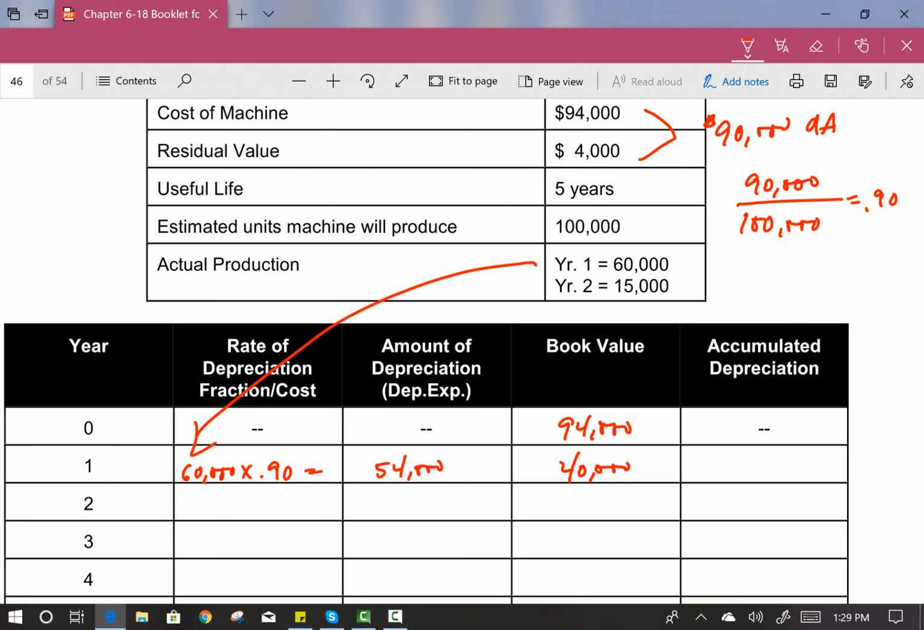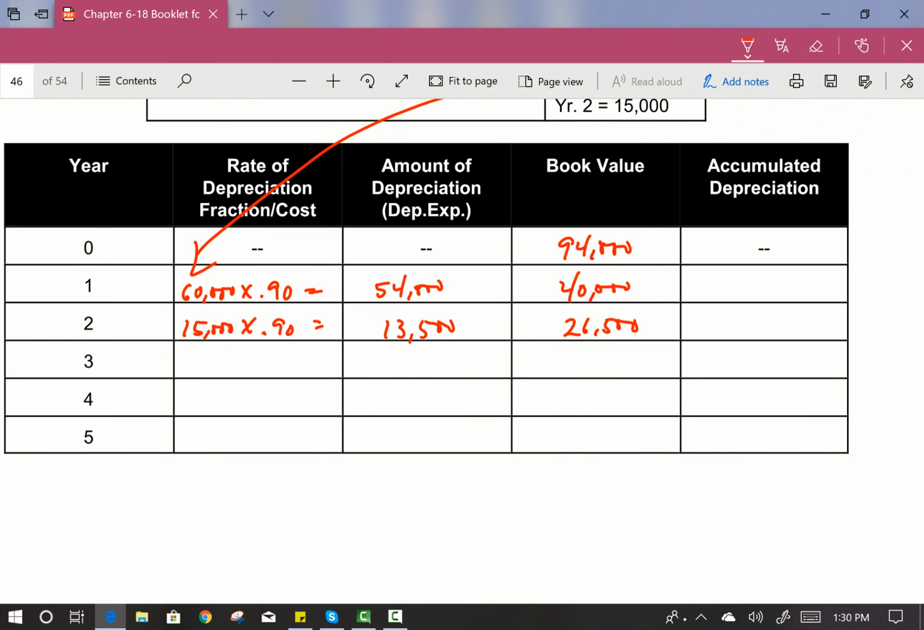And then for the second year, we produce only 15,000 at 90 cents per unit. So 15,000 times 90 cents equals 13,500. And so now I'm going to subtract 13,500 from 40,000. That equals $26,500. Okay, we only have the production for the first 2 years, so we would obviously continue that if we had that information.